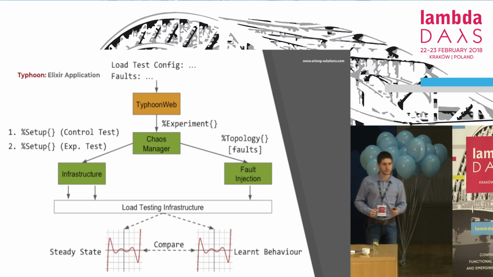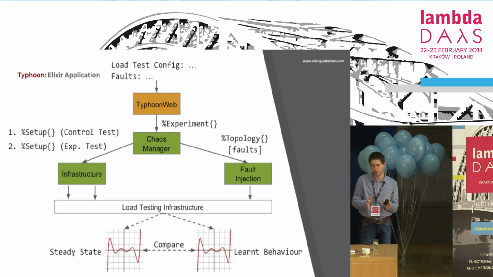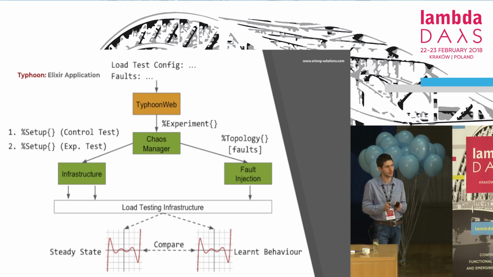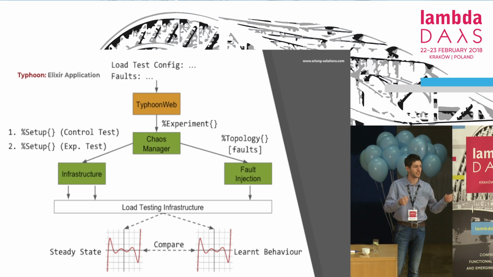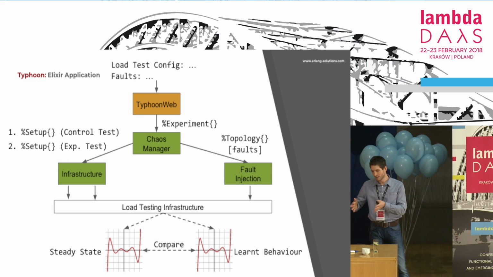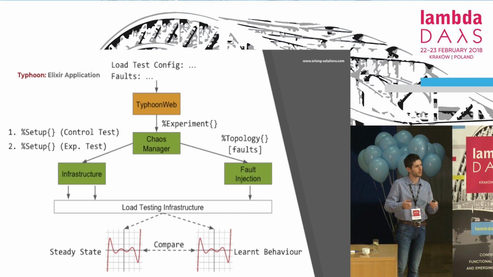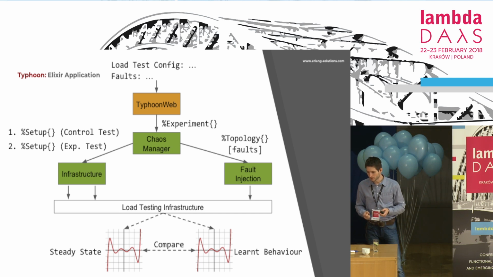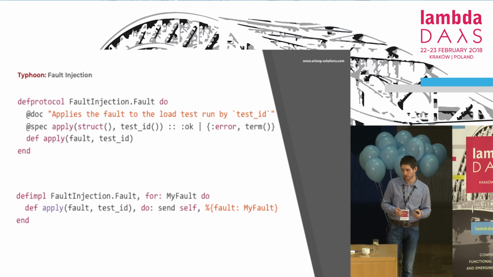And now some Elixir bit. And as I said, we have a fault protocol which provides a single API for all the faults, and for now it just has one function, which is apply, which takes the fault struct, so a data type representing a particular fault, and a reference on a test, so that we know at which test to apply the fault to. And if we implement the fault, we need to implement that interface basically.